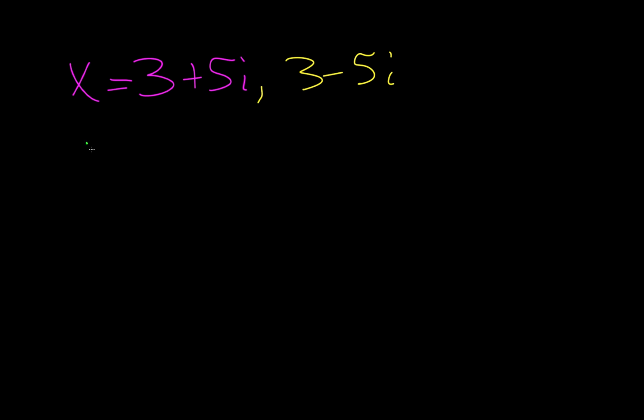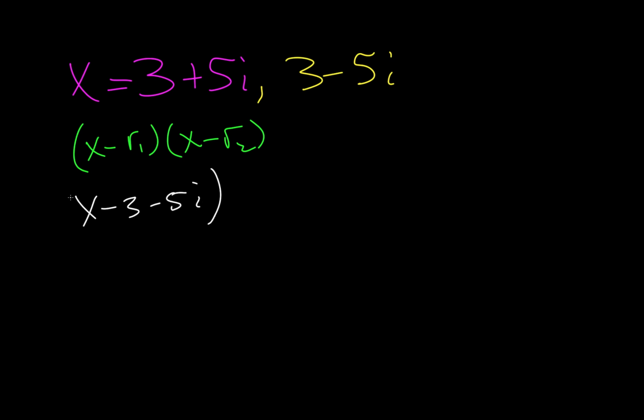Now, we're going to use the idea that x minus r1 times x minus r2 is how we start to plug things in. So what we're going to do is we're just going to change all the signs. So we're going to say x minus 3 minus 5i, and then x minus 3 plus 5i. Once again, I changed all the signs on this purple one, put it right here, changed all the signs on the yellow one, and put it right here. Okay, now we just do a bunch of multiplication.